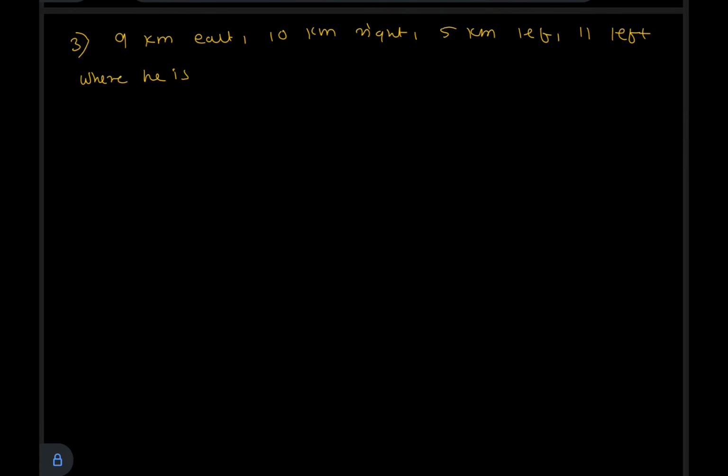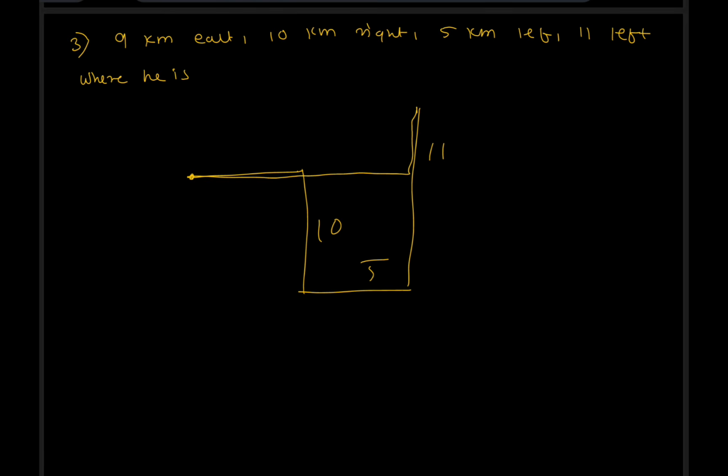And then a direction question was there first. 99 kilometers to east, 10 kilometers, then 10 kilometers, like this you can solve. 5 kilometers to left, then 11 kilometers to left, then what is the direction from the original, like what is the distance from the original. So this you have to calculate x.